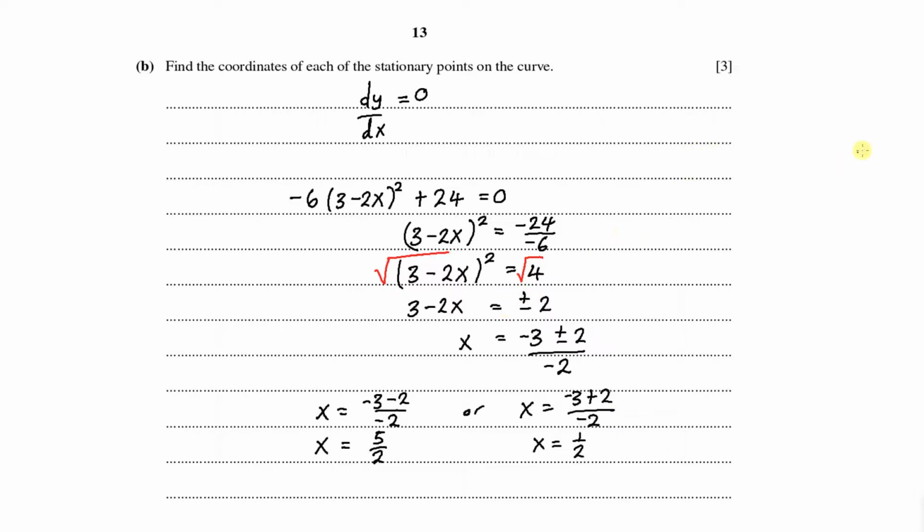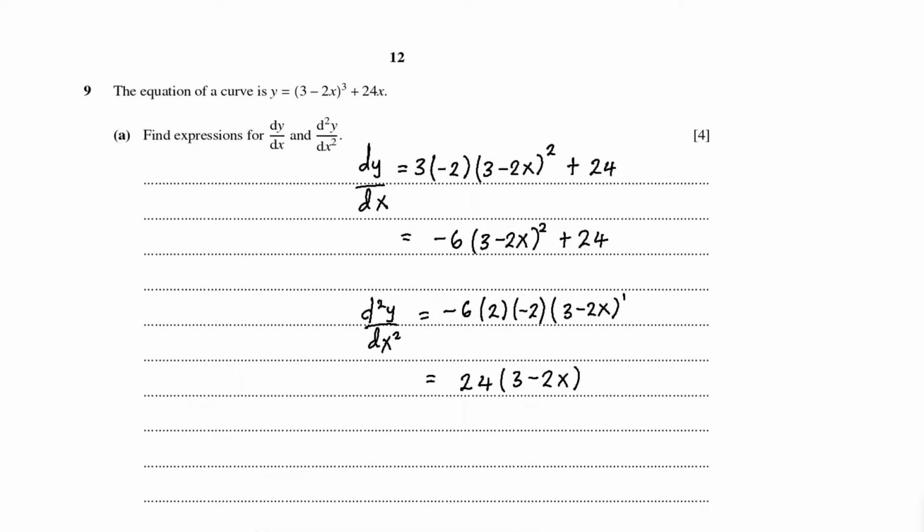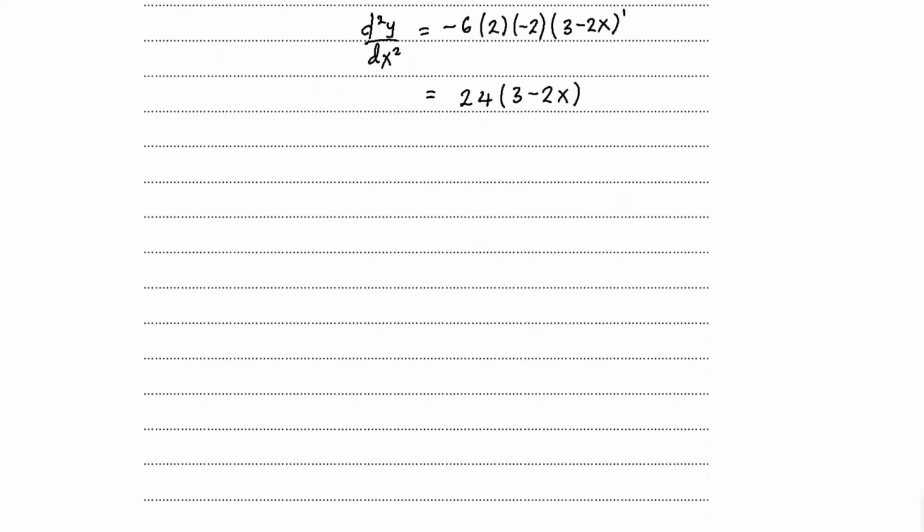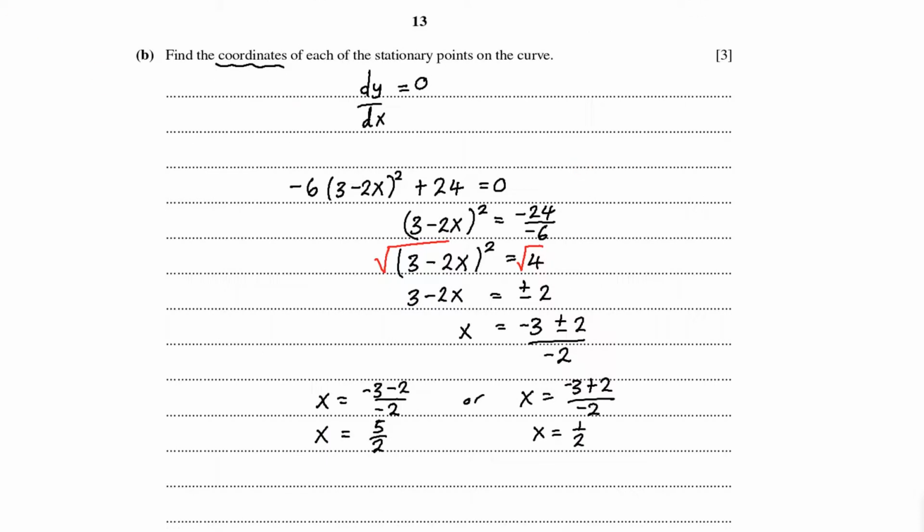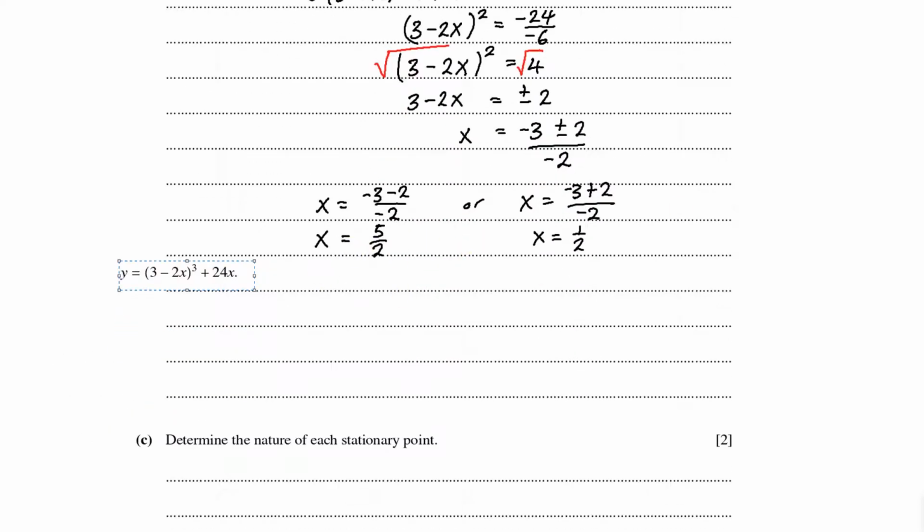Now that we have our x values, we'll also need to know what the y values are so that we can have the full coordinates. So I'll take the original equation of the curve here, and that's what we're going to use to find the y values. So here's the original equation, which means that I will substitute 5 over 2, or 2.5, into this equation here. Let me just use a calculator for quick working.